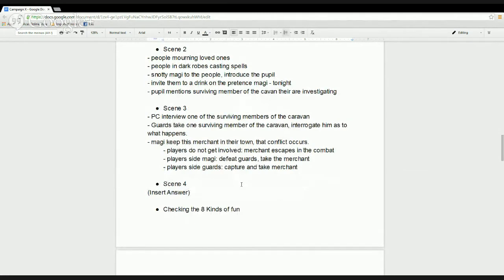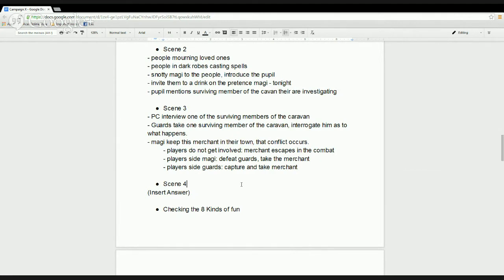So no matter what happens after this, the players are going to have to go and find and talk with the merchant. Whether the merchant ran and fled, whether the merchant's under the protection of the guards, whether he's under the captiveness of the Magi, they're going to have to find him. But for right now, the players do not have access to him, but they have a dinner to go to, which takes us to Scene 4, and we'll notice Scene 4 is the finale of our first play session.